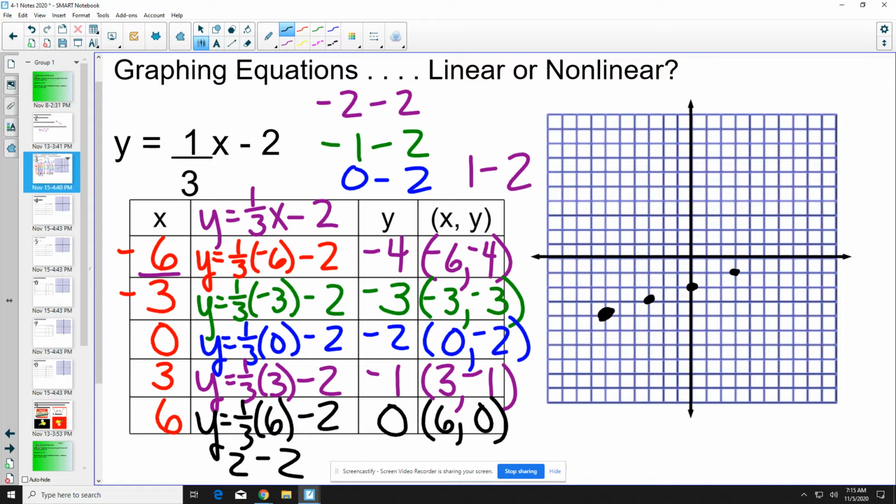So I'm going to go right 6. 0 tells me don't go up or down. There's my next point. Then you're going to connect your points. And this is a linear function because it is a straight line. You're going to put arrows at the end. Also, I knew from the beginning that it's linear because notice my equation, x and y are both to the first power. That's what makes it linear.